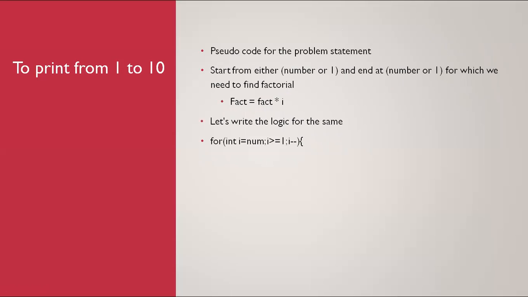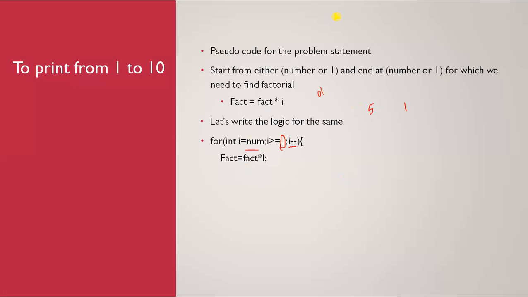So it started from number. Here it has started from number and it ended at 1. It should not be 0 because 0 factorial value is undefined. We cannot use 0. So that's where I have ended at 1. And it is minus minus because it started from number. So if you consider number equals 5, it started from 5 and ended at 1, right? So let us see what variables have been used here, and then we're going to see how it can be used. So fact equals fact into I.